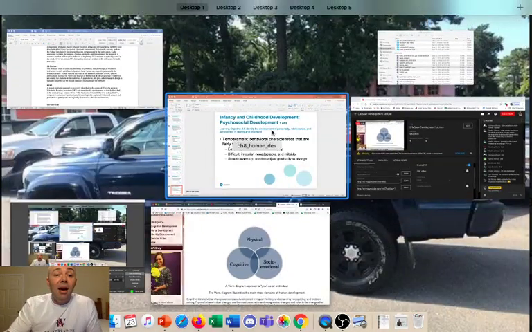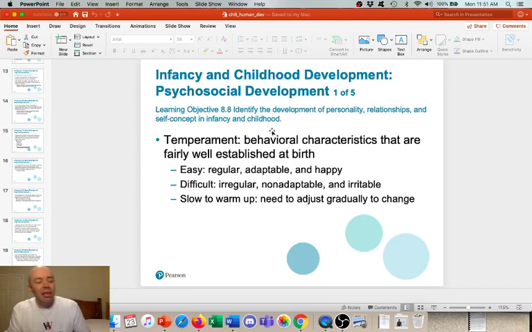And then one of the first things we have to talk about there is what you're born with when it comes to your psychosocial development. And that is your temperament. Temperament is hardwired, it's at birth, and it's got to do with your emotional regulation at birth.